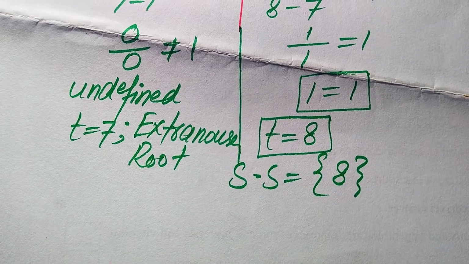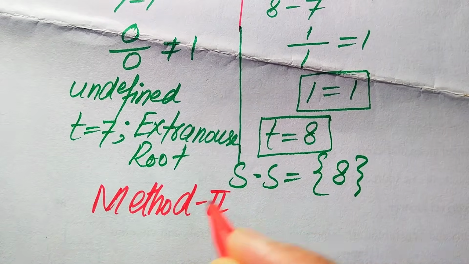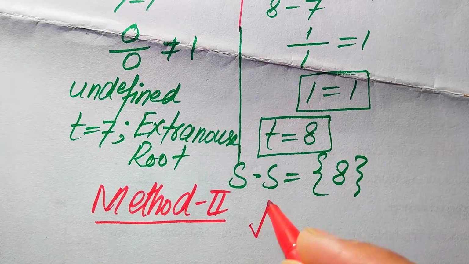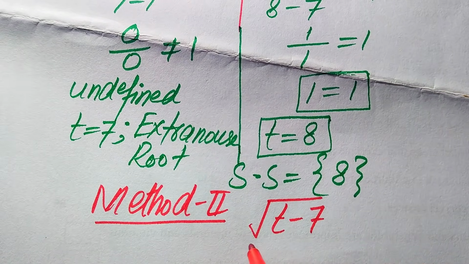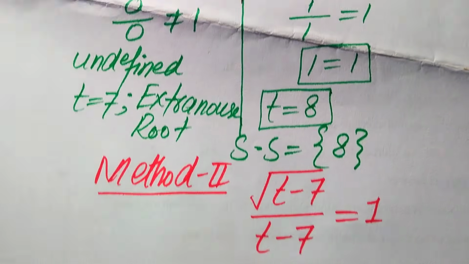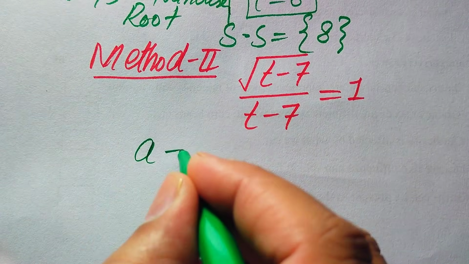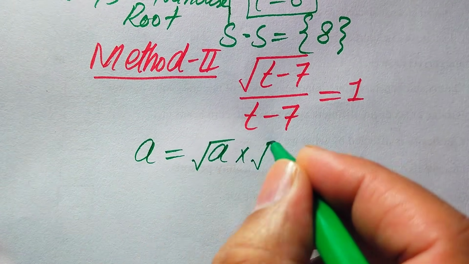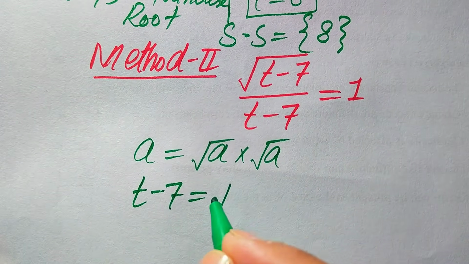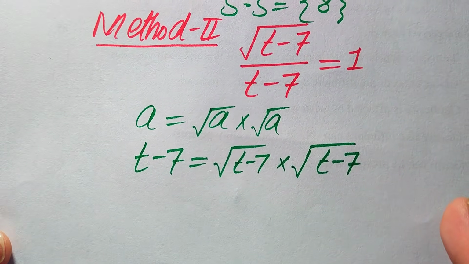Now we solve this problem again with the second method, which is a very straightforward and quick method. Here we quickly determine the solution set of this problem, and we copy down the given question statement. Here it is square root of t minus 7 divided by t minus 7 is equal to 1. And here we use a nice radical property. If we have any number a, we can write it as square root of a multiplied by square root of a. In the same pattern, we write t minus 7 as square root of t minus 7 multiplied by square root of t minus 7.